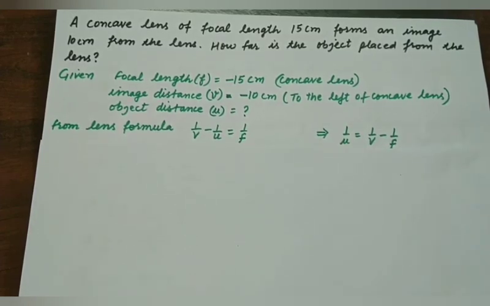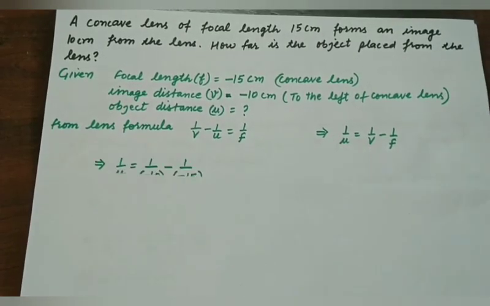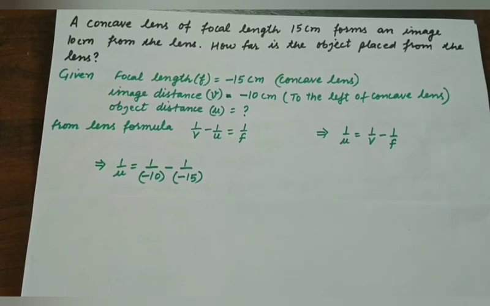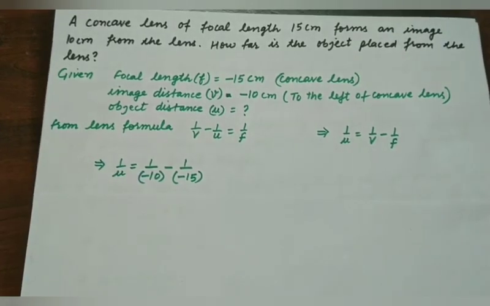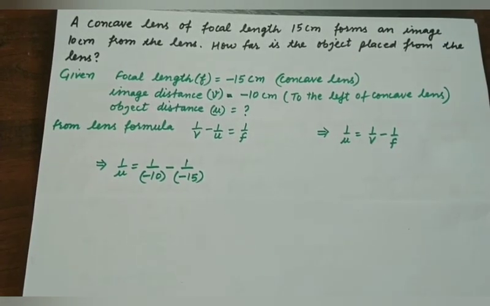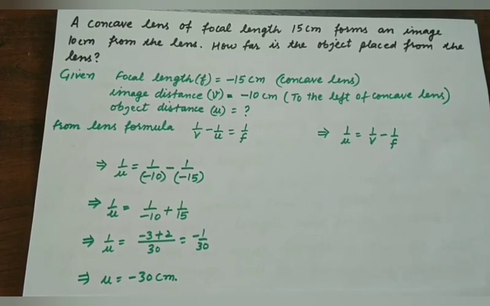From the lens formula, 1 by V minus 1 by U is equal to 1 by F. So by putting the values like this, always put the values with proper sign, minus or plus. Only then will you be able to find the correct answer. So 1 by U is equal to 1 by minus 10 plus 1 by 15. Taking the LCM, U is equal to minus 30 centimeter.